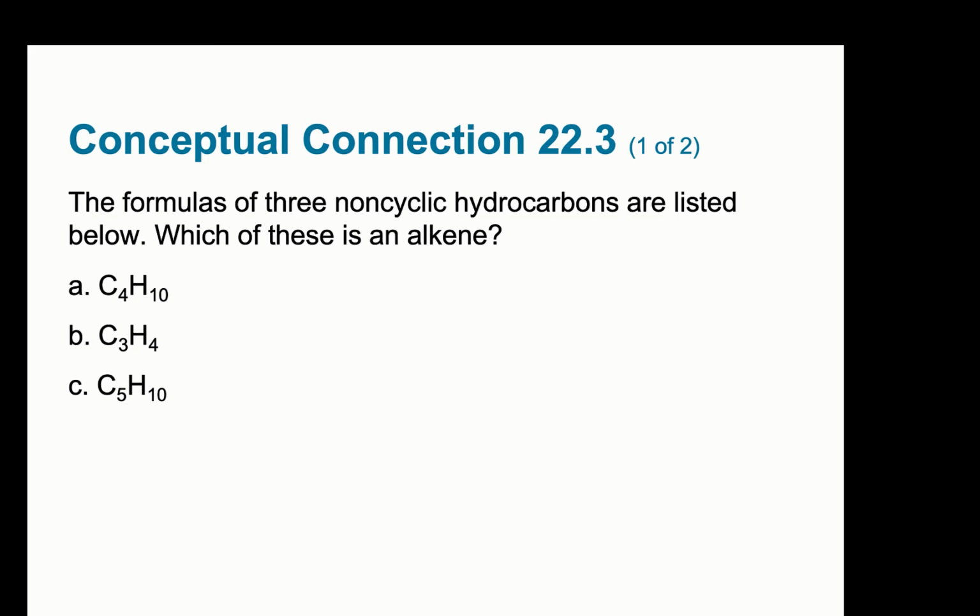Okay, so the formulas for 3 non-cyclic hydrocarbons are listed below. Which one of these is an alkene? It's the CnH2n formula. So the only one that fits that is C. A is actually an alkane. B, it's not really clear what that is; there are a couple options it could be. C, though, if it's not cyclic, is an alkene.